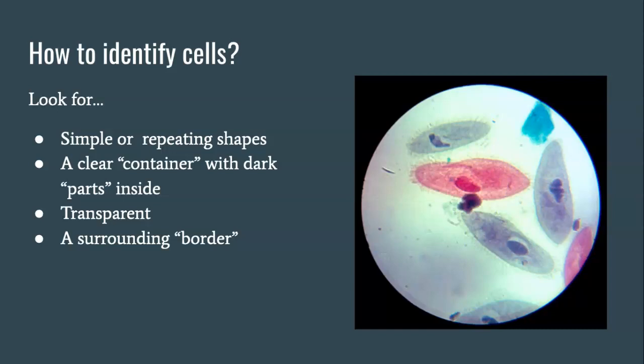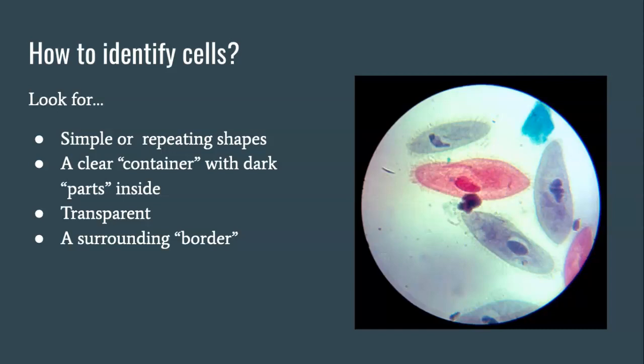The next thing you might want to look for is a clear container with dark parts inside. When we learn about the parts of the cell, you'll start to know what those names are. But for now, when you're looking under a microscope, simply look for the parts that are darker than the clear inside.